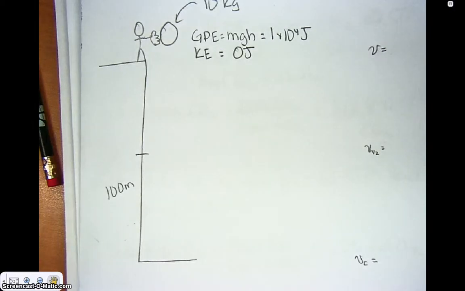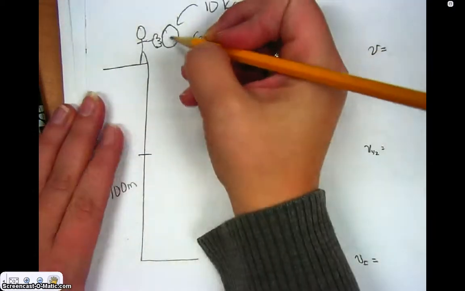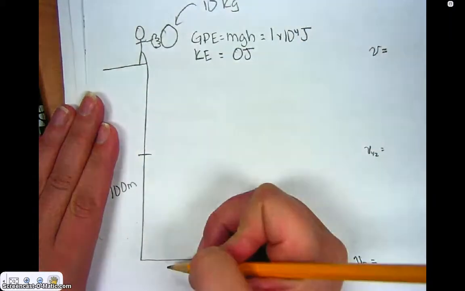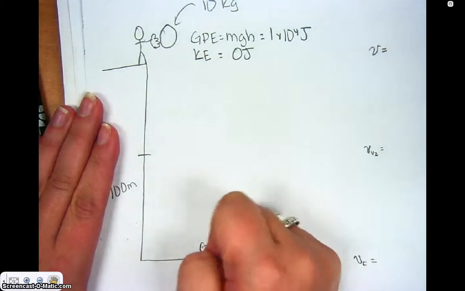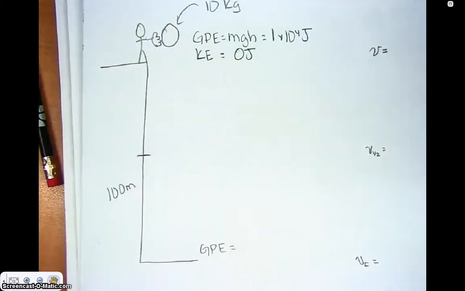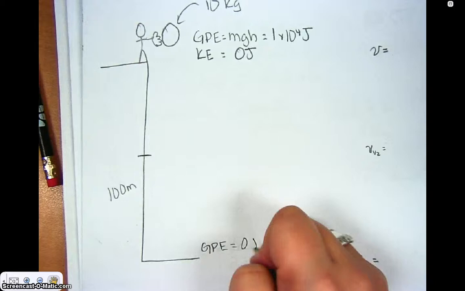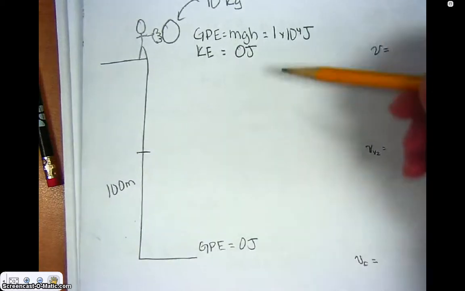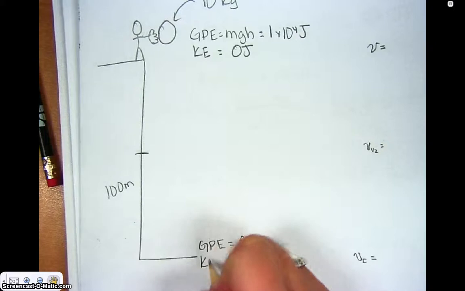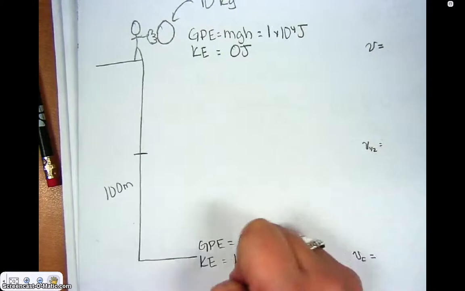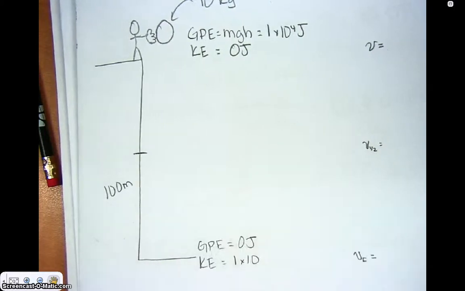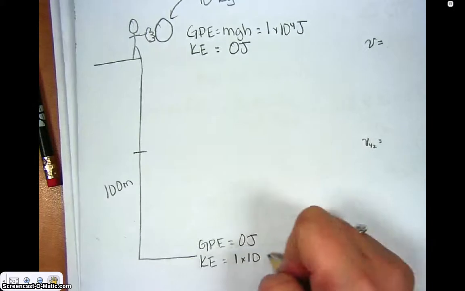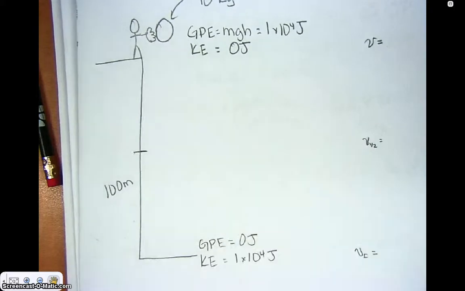Remember, we're assuming a closed system, so we're not dealing with any heat loss due to friction or air resistance or anything. So we know that if we drop the ball down all the way to the bottom, where the height is now 0, I will have 0 joules of gravitational potential energy. And that means all of that energy has become kinetic energy. So at the bottom, right before it strikes the ground, it's going to have 1 times 10 to the fourth joules of kinetic energy.